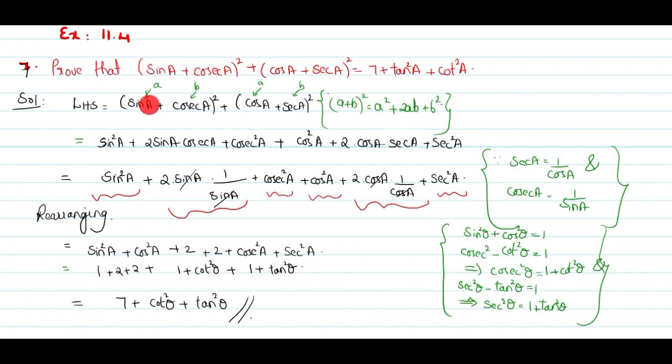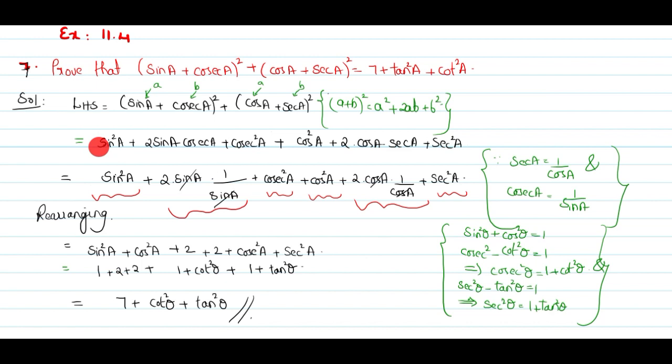So, what is our a here? Sin a, and what is our b here? Cosecant a. So, a square will be sin square a plus 2 into a is sin a and b is cosecant a, 2ab, plus b square is cosecant square a. Then moving to the next bracket, we have plus, so we will write down plus. Then again it is in the form of (a plus b) whole square, a square is cos square a, then 2ab is 2 into cos a into secant a plus b square is secant square a.